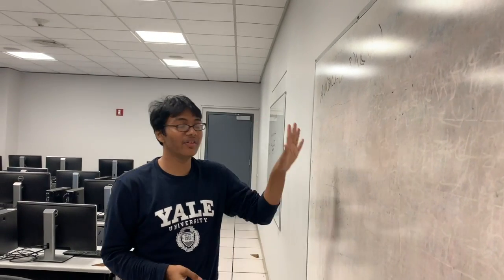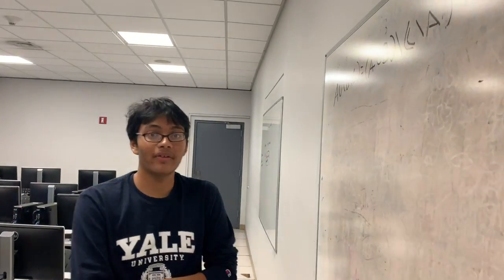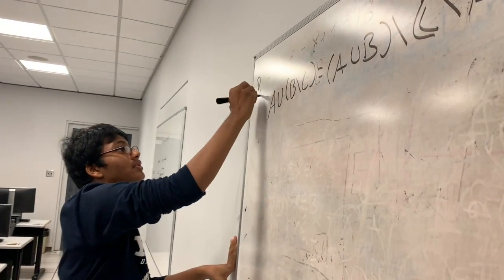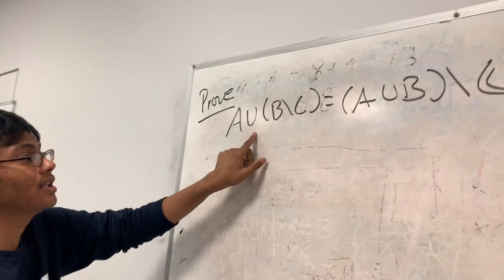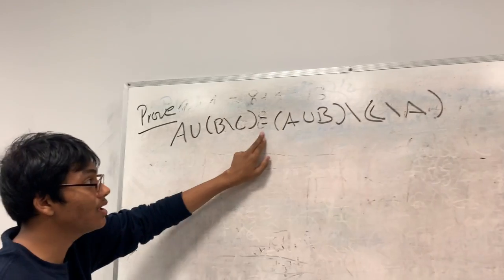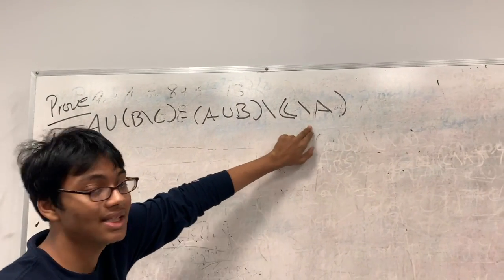What's up, folks? This is the 5th calculus lecture, and this is what we have to prove. We have to prove that the following two statements are equal. A union B difference C is equal to A union B difference C difference A.